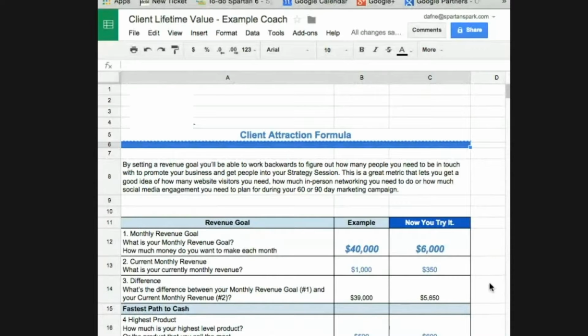The point of the client attraction formula is that you want to look at what your goals are, what the space is in between what you're doing now and what your goal is, and then how to get there. So for example, I'm a business coach and my goal is to have $6,000 a month. So this is the example that doesn't change, and this is your business coach. She wants to make $6,000 a month. Currently she's only got one client and she's got $350 a month. So the difference between $6,000 and $350 is $5,650. So that's the goal that we're working towards.